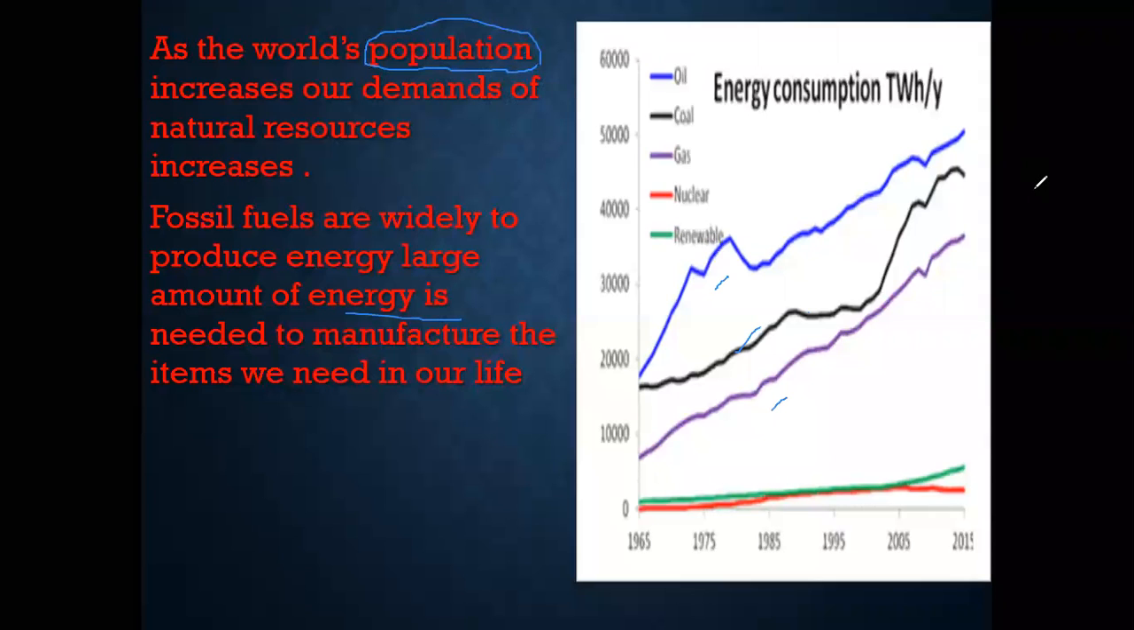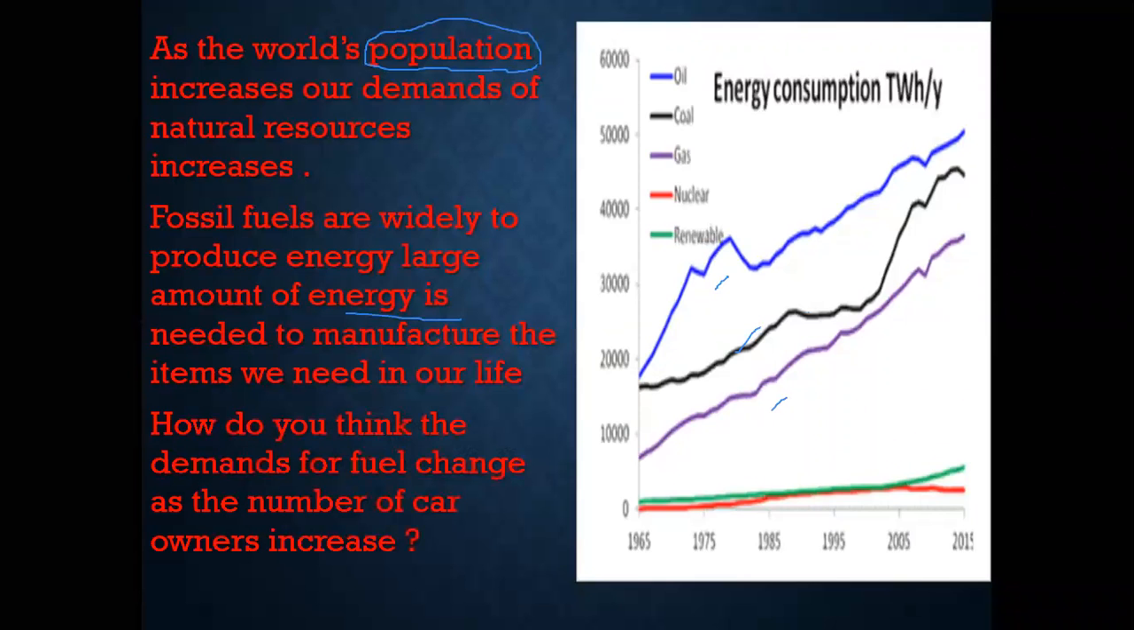Do you have any question in this part? No. How do you think the demands for fuel change as the number of car owners increases? My question for now. What do you think? What is the question? The last one, can you see my screen? Yes. How do you think the demands for fuel change as the number of car owners increases?